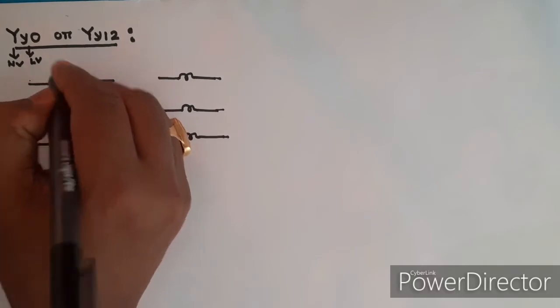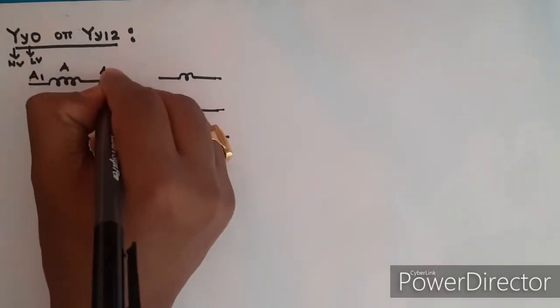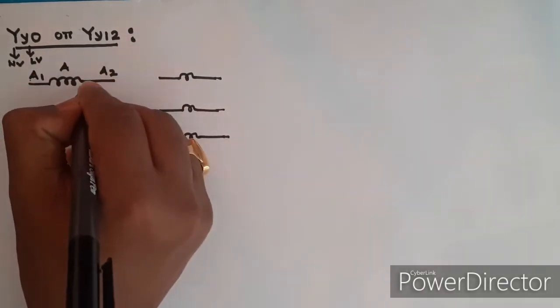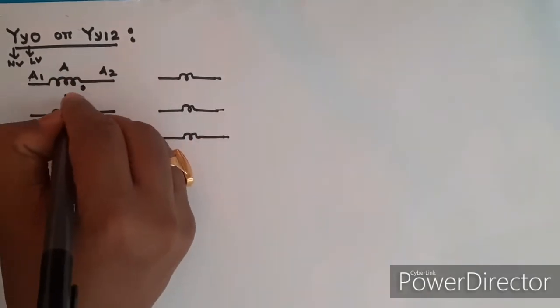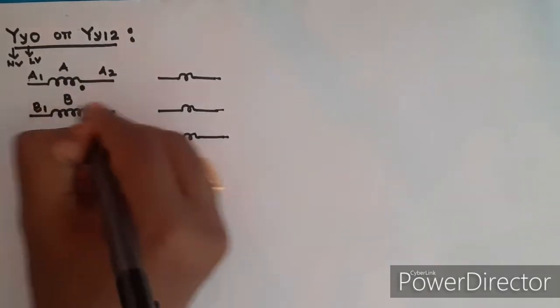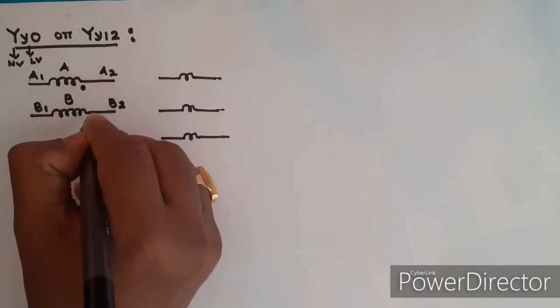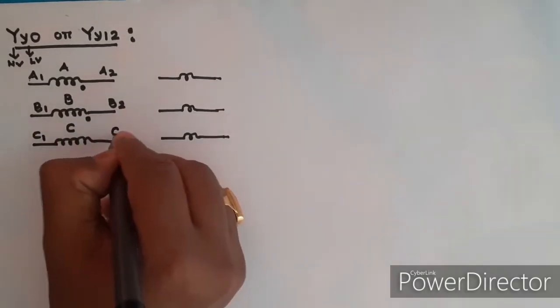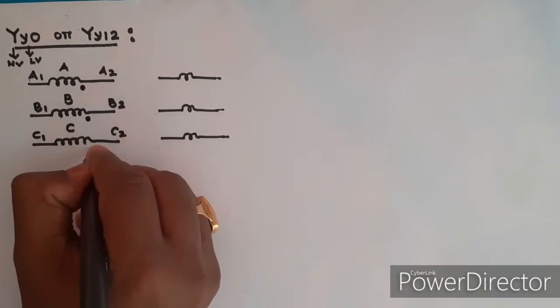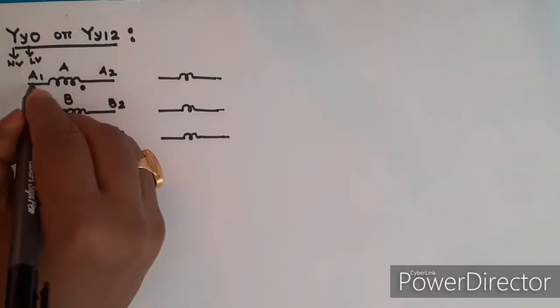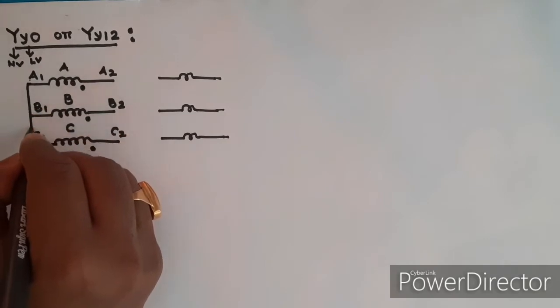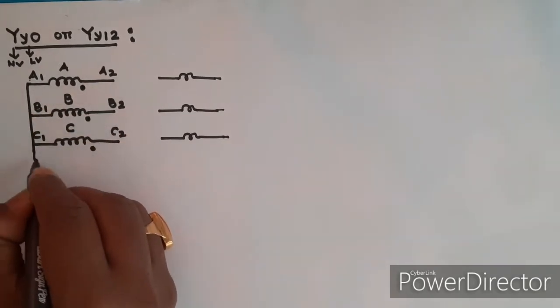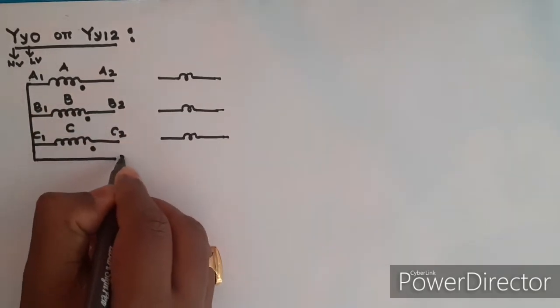Suppose this is the A phase, A1, A2, end of winding dotted. B phase, B1, B2, end of winding is dotted. C phase, C1, C2, end of winding is dotted. For star connection, A1, B1, C1 will be short circuited and the neutral point is taken from here.